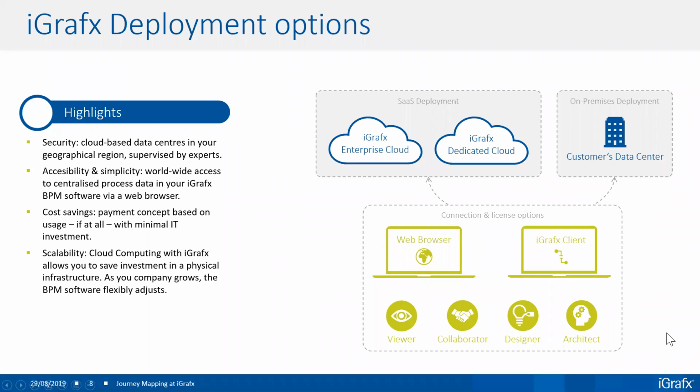iGrafx offers several deployment options. However, the latest features, such as today's journey mapping, are only available in the cloud. In general, further developments will focus on the cloud, and in the long run, some features will never be available on premises anymore. The advantage of the cloud is that the updates are done without any effort by your own IT, and therefore the latest updates are automatically available.